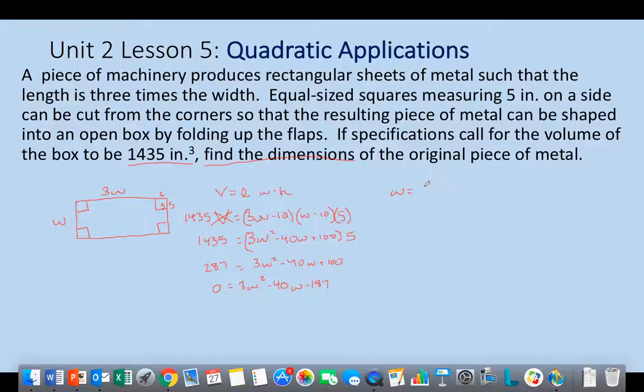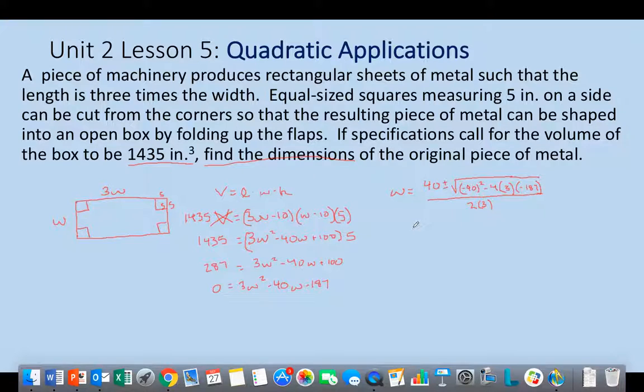Instead of x, I've got w, but I've got b squared. So negative 40, so 40, plus or minus the square root of negative 40 squared minus 4 times a, which is 3, times c, which is negative 187. And we're going to take this all and divide it by 2 times a, which is 3.